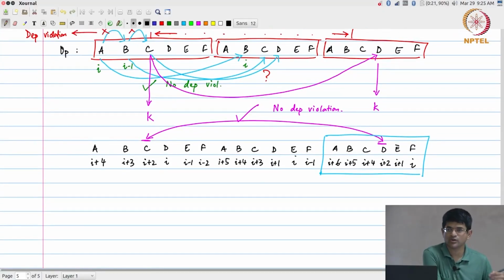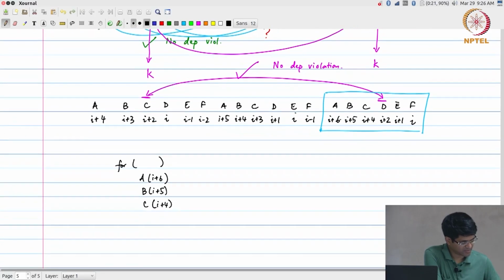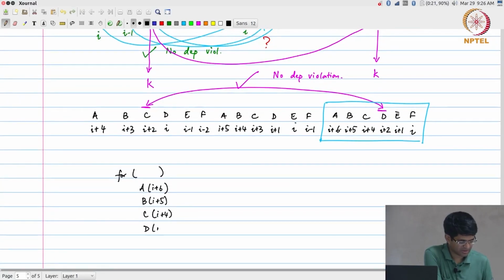So, now look at the blue box, right. This is going to be the loop body, the one that is going to repeatedly execute, which effectively means that now what my for loop looks like is execute A of I plus 6, B of I plus 5, C of I plus 4. Now comes the small jump, D of I plus 2, then we are back to normal, E of I plus 1 and F of I.